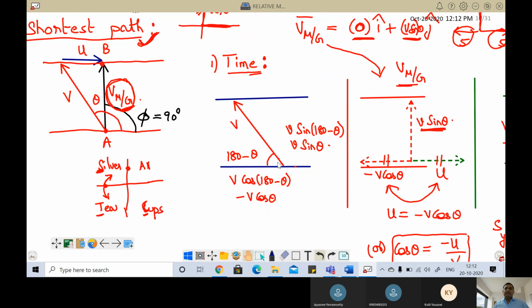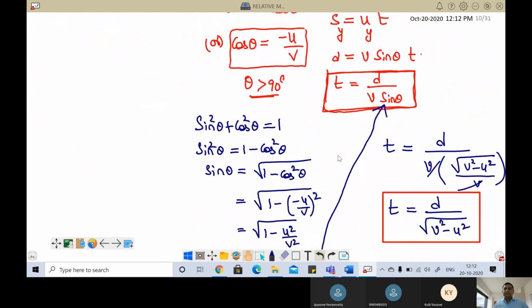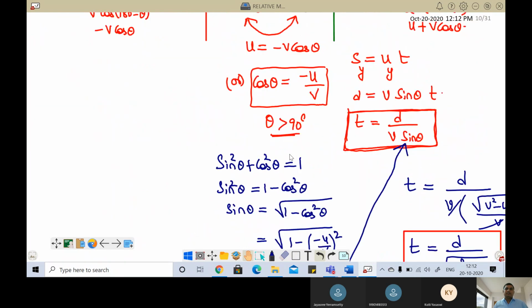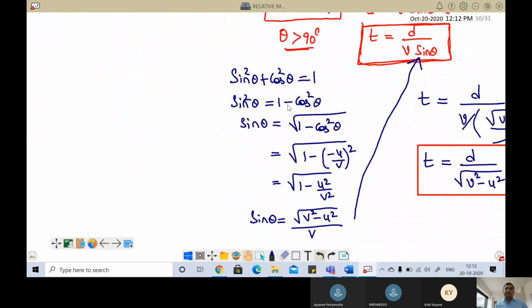Now how much time will you take for this? d by root over u square minus d by root over v square minus u square. Okay, so this is the first one. And second, the time we got.